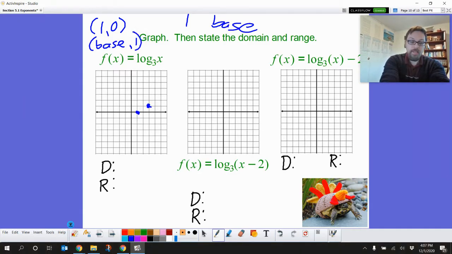Right there. And you can see that if you flipped it over the y equals x line, then we get that same graph that we had before of our exponential. See how they're mirrored from each other? Great.